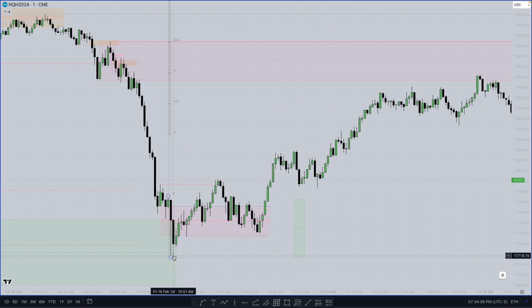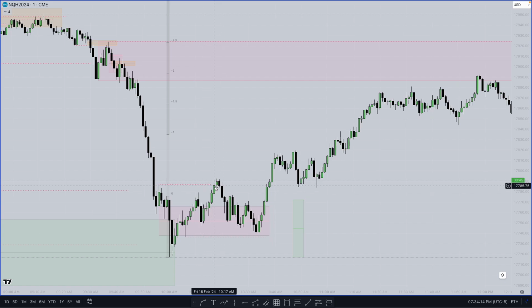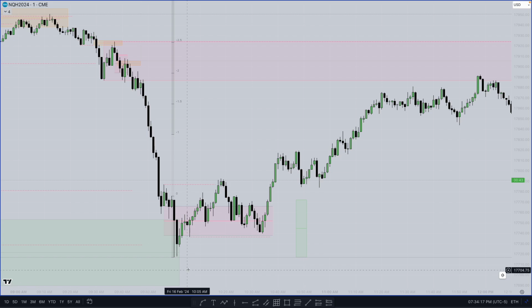Once you have this right here, you created a shift in my eyes after all this narrative that we just talked about. This candle now looks like this.